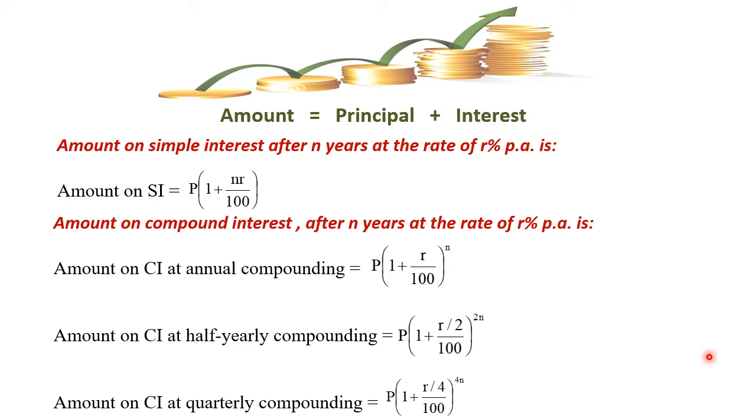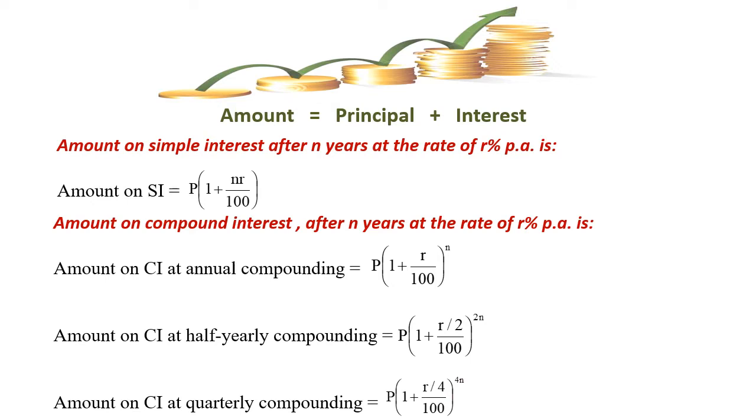Similarly, amount on compound interest at quarterly compounding. There are 4 quarters in a year. 3 महीने का एक quarter होता है. And if there are 4 quarters in a year, for one quarter the rate of interest becomes 1/4. That is R by 4. And now the periods are 4. So here it will be 4n.